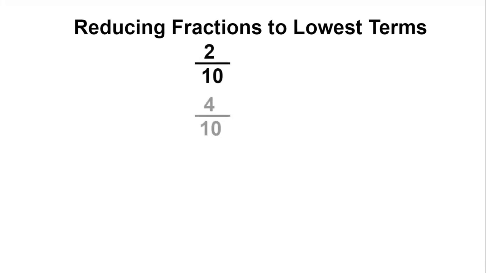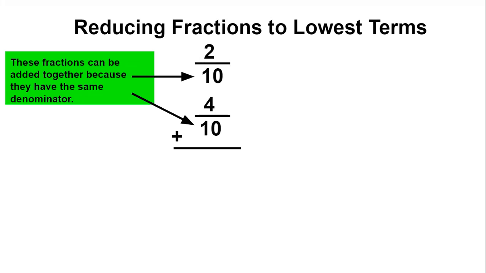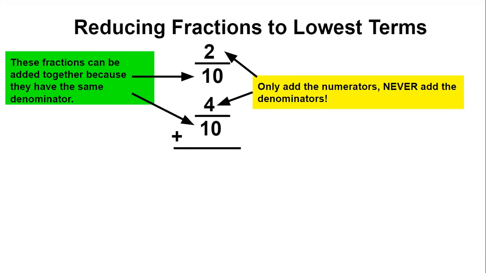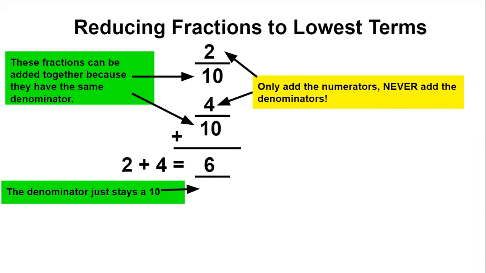So we have 2/10 plus 4/10. We check the bottom numbers. They are the same, so we can just start adding the top numbers. We add the 2 and the 4 together. 2 plus 4 equals, yes, it equals 6. What's our bottom number? 10. And now we have to reduce.